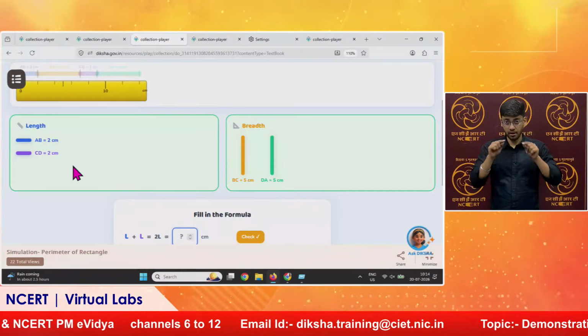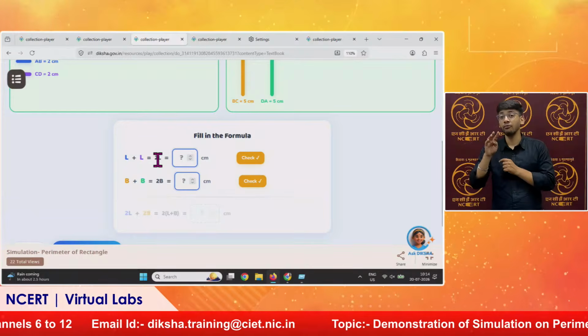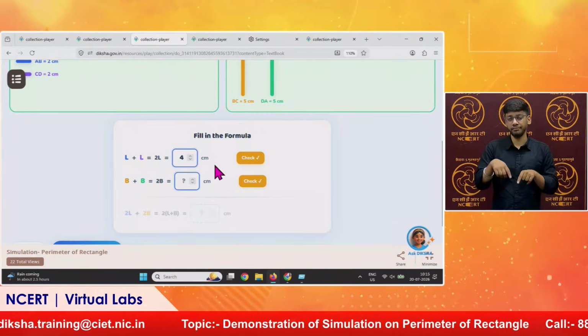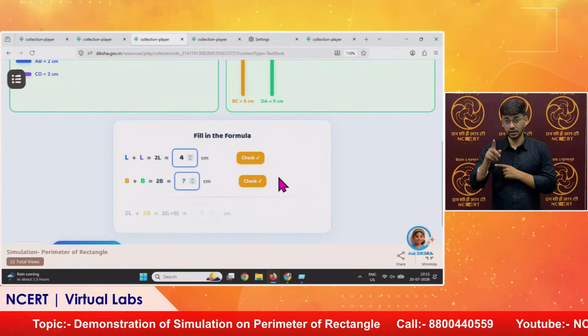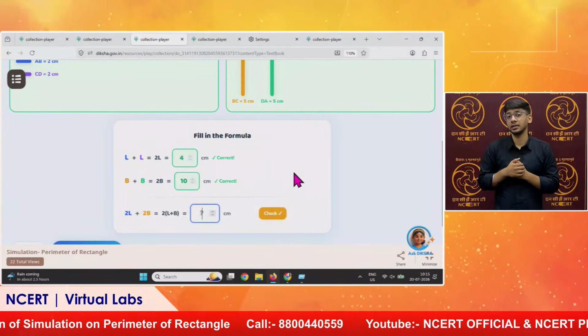Now what is the total length? 2 plus 2 is 4, and the other 2 plus 2 is also 4. So this is 4 centimeter, and the breadth is 5. 5 plus 5 is 10, or 2 into 5 is also 10. So we have to check this, it is correct, and this is also correct.